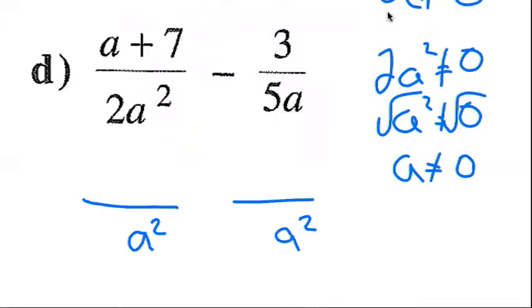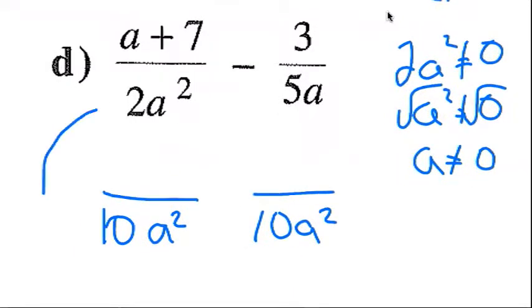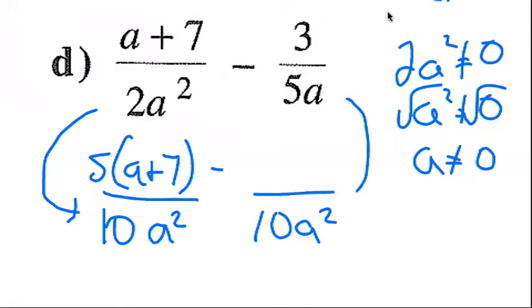And it has to have 2 times 5, which is 10. What do I multiply 2a squared by to get to 10a squared? I multiply by 5. So I multiply a plus 7 by 5. What do I multiply 5a by to get to 10a squared? Straight up 2a. So 2a times 3. 3 times 2a. You know what? I'll write that the other way, just because that's the way I said it. 2a times 3.